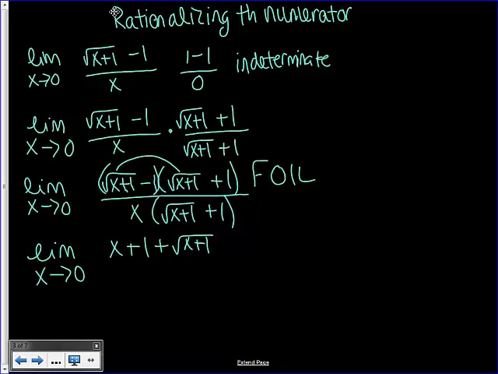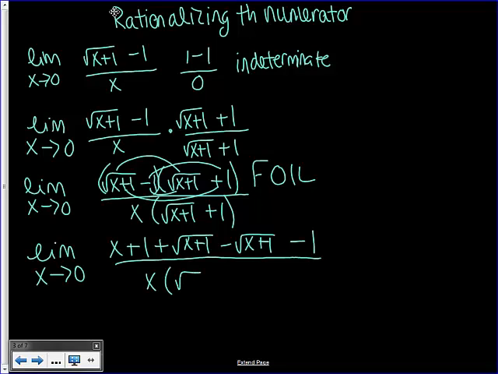Inner, negative 1 times the square root of x plus 1 is negative square root x plus 1. And negative 1 times 1 is negative 1. All over, now we're not going to FOIL, we're not going to distribute this bottom part out. It's just x times the square root of x plus 1 plus 1. Now, let's see what we can cancel. Well, on the square root of x plus 1, you have negative and positive, so those can cancel, right? And then I have a positive one and a negative one, so that can cancel as well.